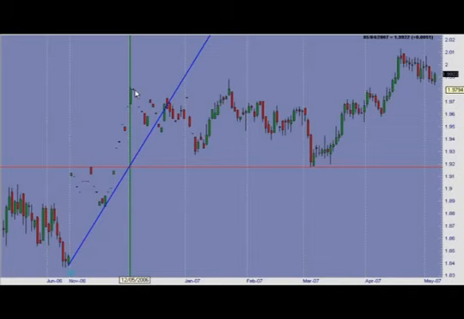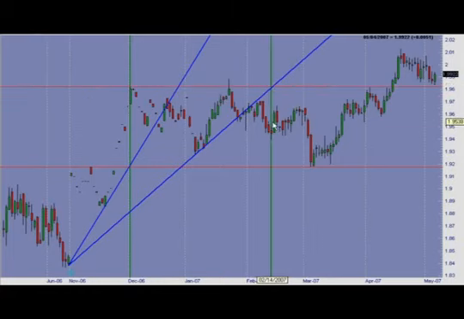A reversal right on time. Obviously, these gaps did not impact the accuracy of that reversal. I can even do more. For example, I can take this low and determine a reversal with this low and this high. And what do I come up with? Again, a reversal right on time.